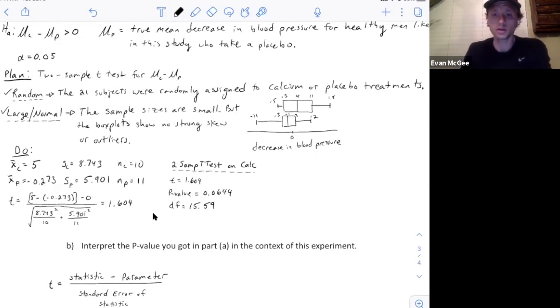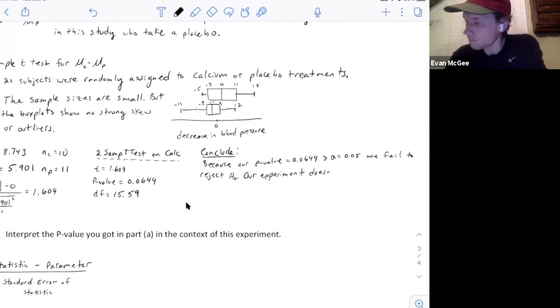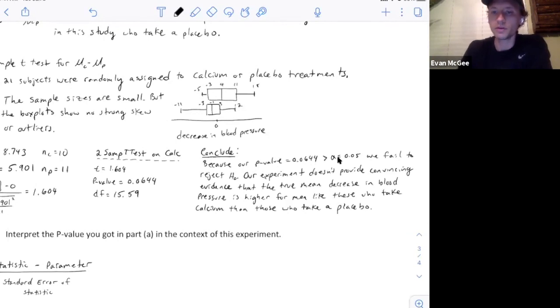So now we can finally make our conclusion. We'll measure our p-value against our alpha level. Our alpha level was 0.05. So this is greater than alpha, which means we do not have convincing evidence and we fail to reject the null hypothesis. Since our p-value is greater than alpha, we fail to reject.